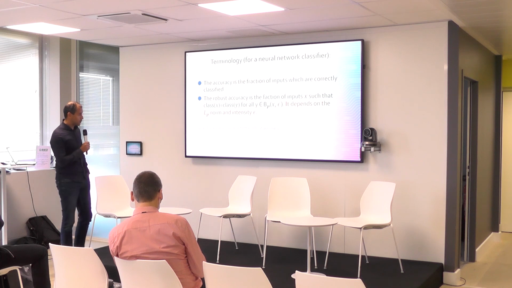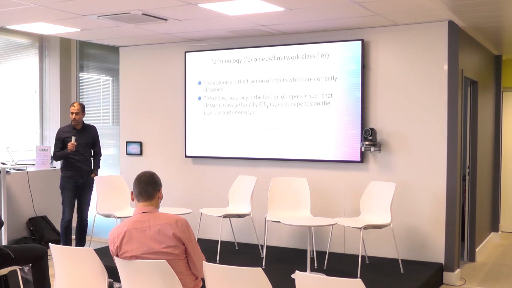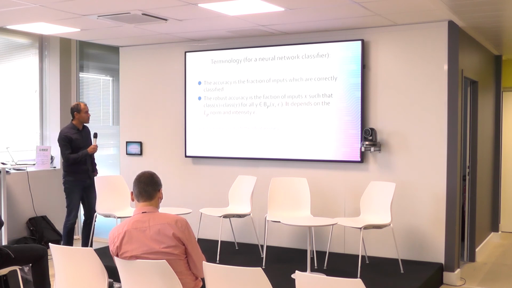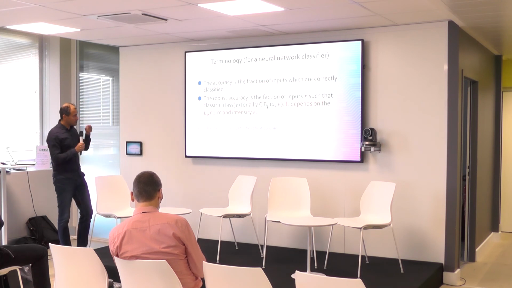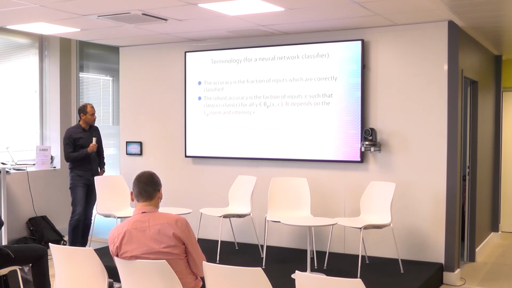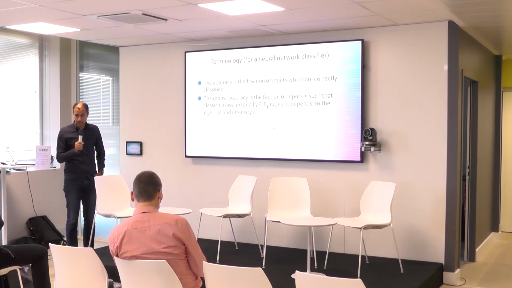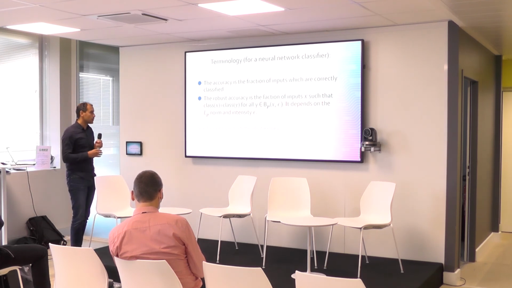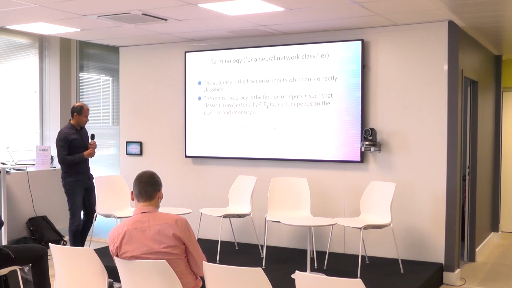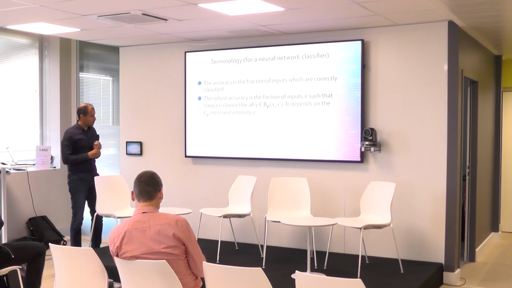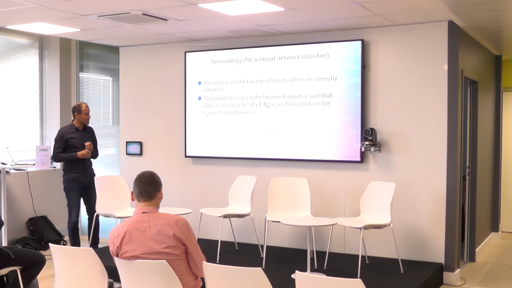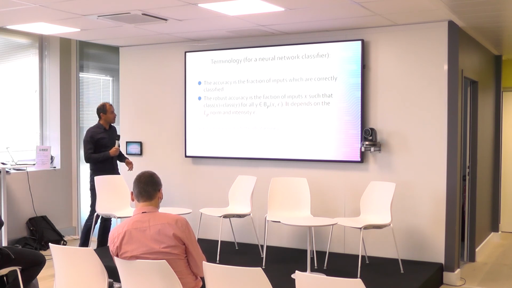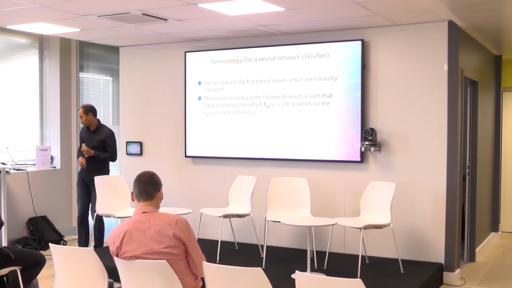Just a reminder before we go deeper into the presentation. The accuracy is the fraction of inputs that are correctly classified by, here I'm considering a neural network classifier. And there is a notion of robust accuracy, which is the fraction of inputs such that the classifier keeps the same class inside the L2 ball centered at the input with radius epsilon. Our goal is to increase the robust accuracy as much as possible, because the adversarial examples that have been discussed today have shown that we may have neural networks with high accuracy but with very small robust accuracy.